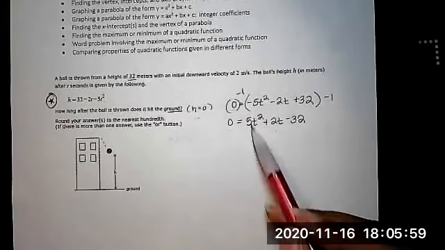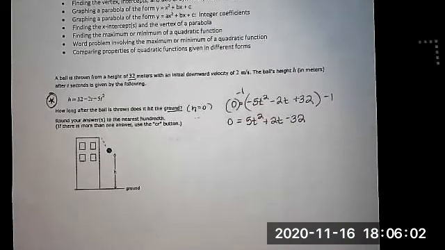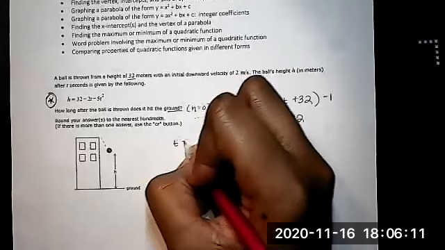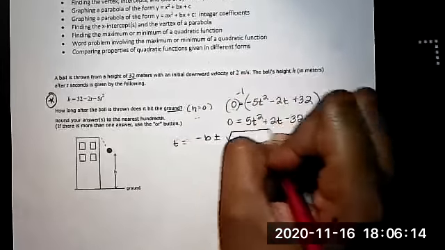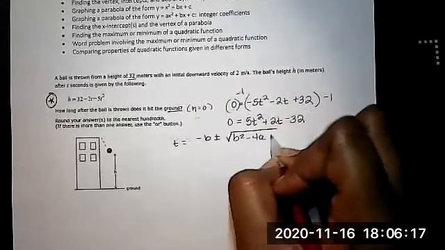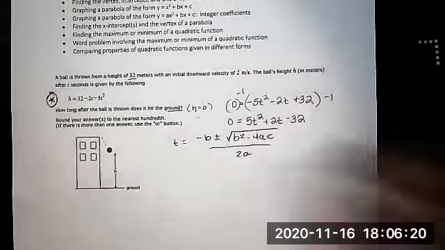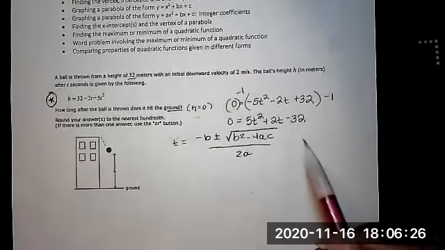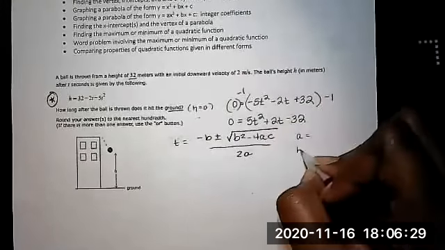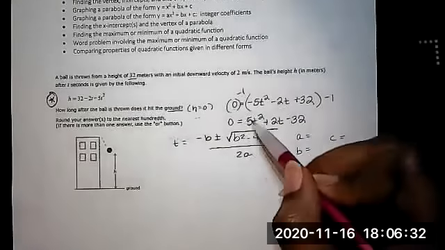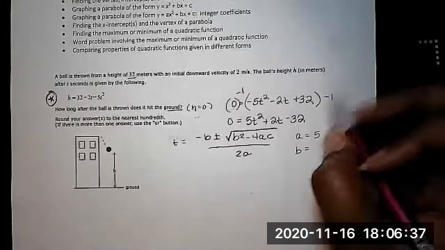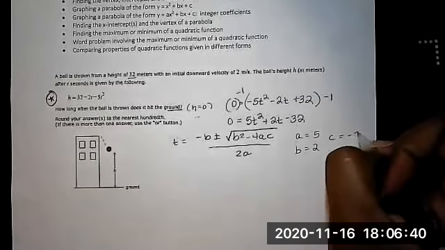Now we are going to use the quadratic formula to solve this problem, because we are looking for t. So instead of x equals, it will be t equals negative b plus or minus the square root of b squared minus 4ac, all over 2a. That's the quadratic formula. For it, we need to know what a, b, and c are. Our a value is our squared value's coefficient, so a is 5, b is 2, c is negative 32.